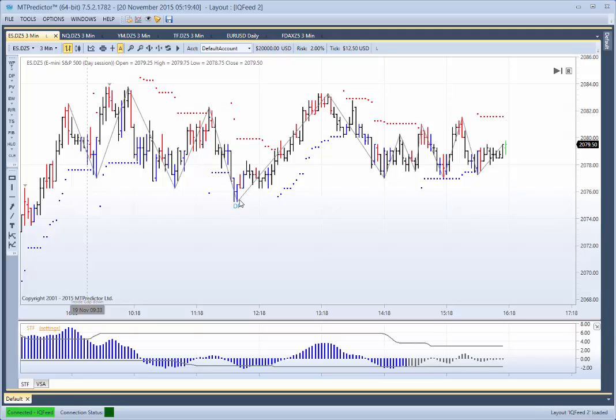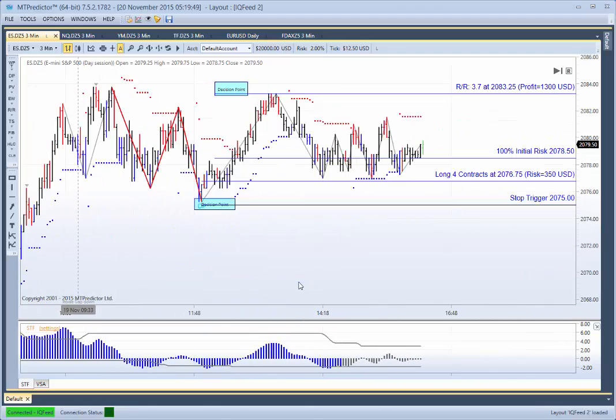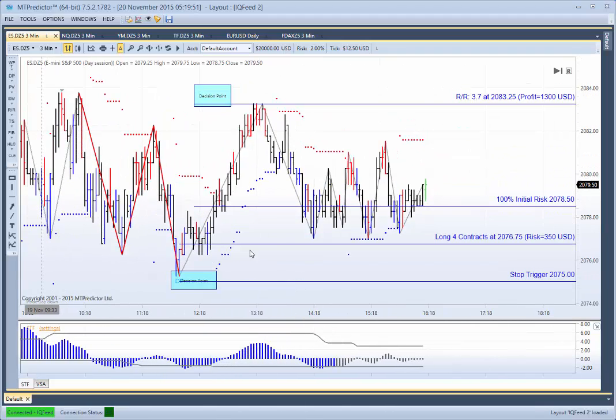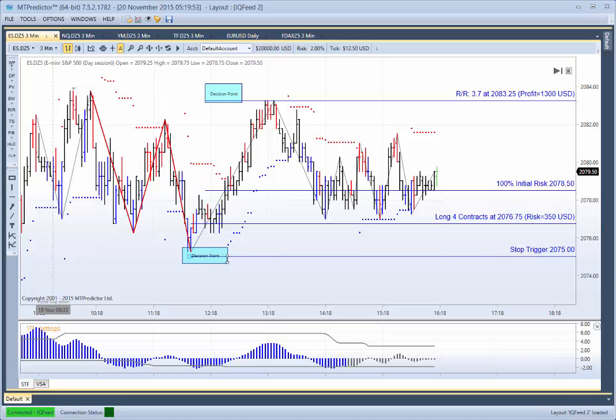So let's place the analysis on our blue buy reversal bar. This is easy. By hovering over the blue buy bar, right mouse click, do analysis. This places the analysis on the chart, and as you can see, it gives you the entry level, the stop level, and also the projected target.